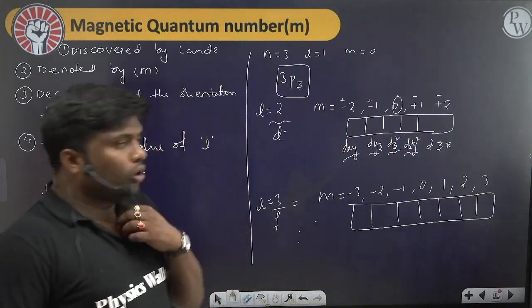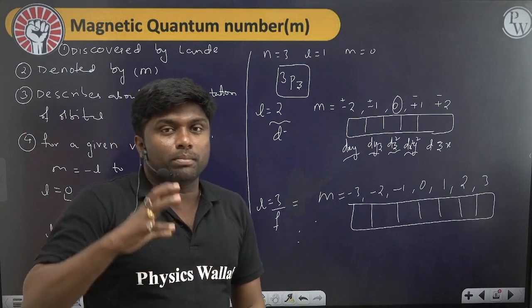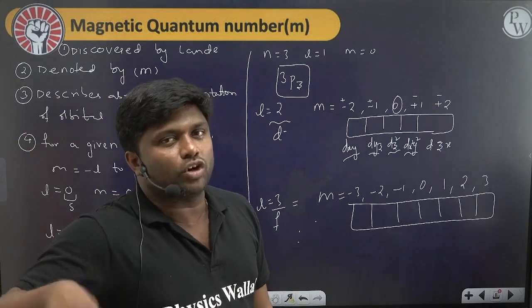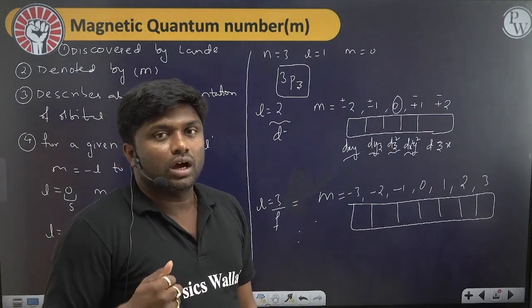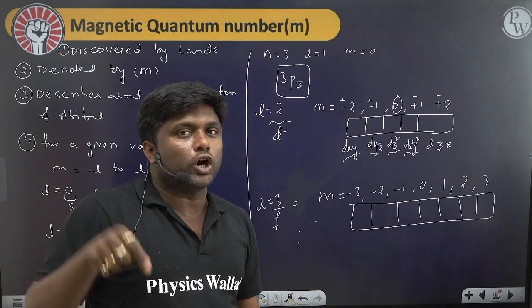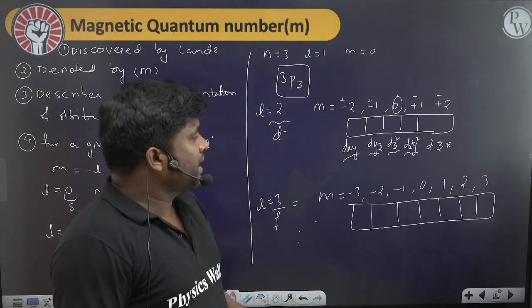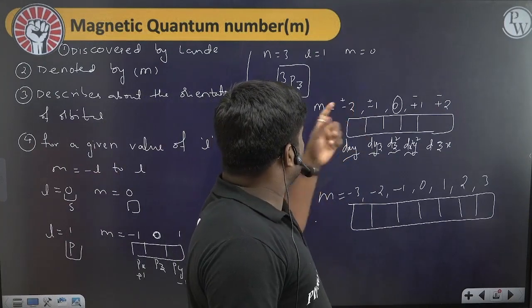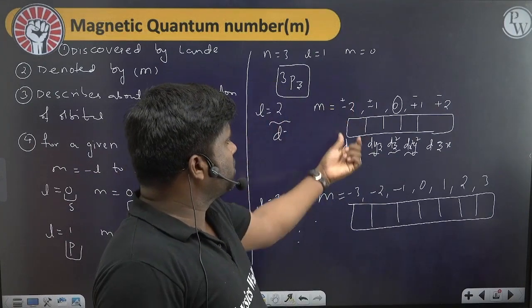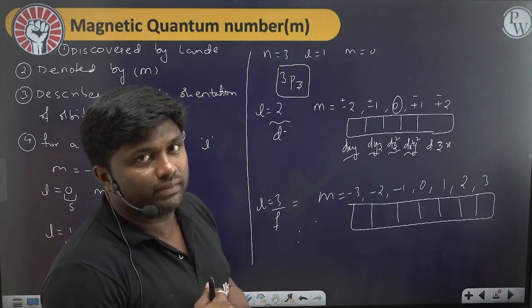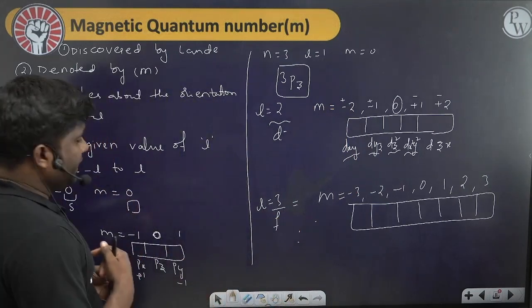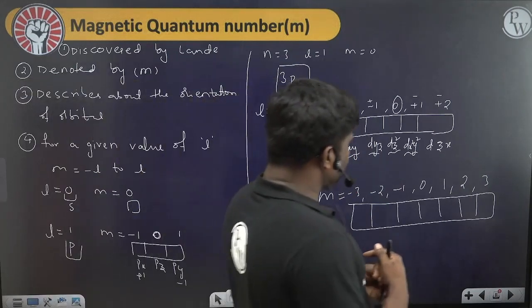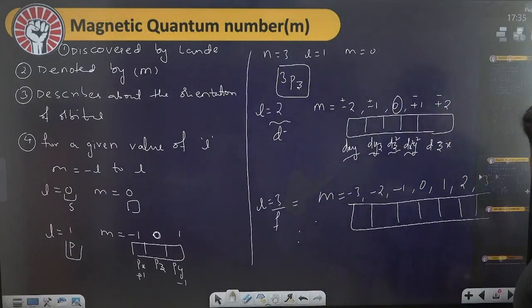So mainly the magnetic quantum number describes the orientation of the electron in the orbital. If the magnetic quantum number value is minus 2, l value 2, m value minus 2, what orbital? That is dxy, like that. And next is the spin quantum number.